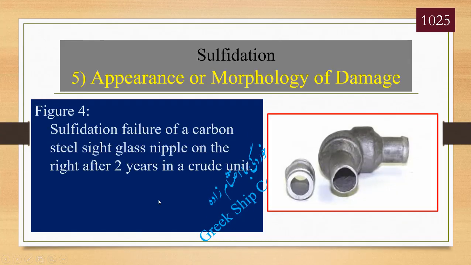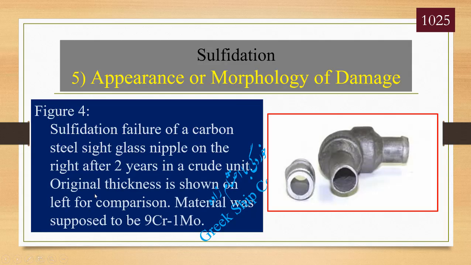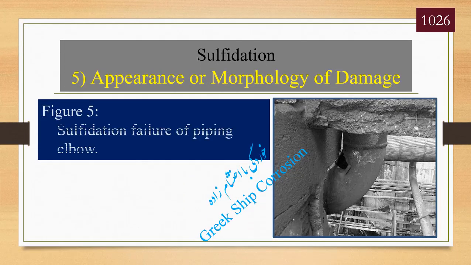Figure 4. Sulfidation failure of a carbon steel side glass nipple on the right after 2 years in a crude unit. Original thickness is shown on left for comparison. Material was supposed to be 9% chromium, 1% molybdenum. Figure 5. Sulfidation failure of piping elbow.